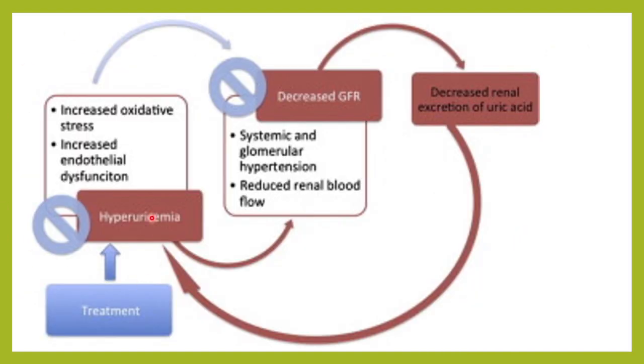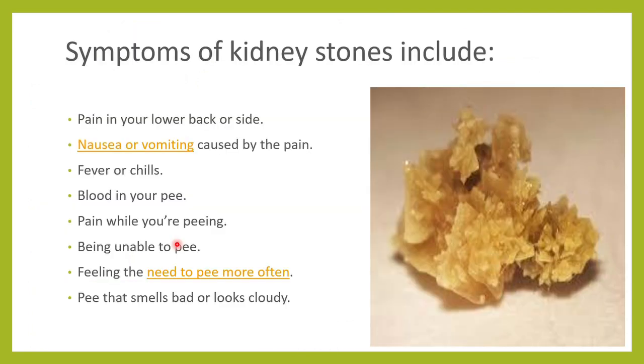You will see that hyperuricemia will cause increased oxidative stress and increased endothelial dysfunction, which will cause systemic glomerular hypertension and reduced renal blood flow, which causes decreased GFR. And once the GFR decreases, there will again be a decrease in the excretion of uric acid. And once the uric acid starts building up, the cycle continues.